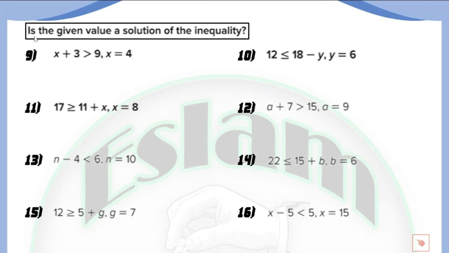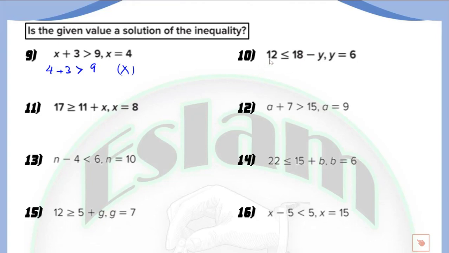In this question we need to find, is the given value the solution of the inequality or not? x plus 3 is more than 9, and x is equal to 4. Instead of x, we just replace it with 4. So 4 plus 3, is it more than 9? 4 plus 3 equals 7. And 7 is not more than 9, so it will not be one of the solutions.